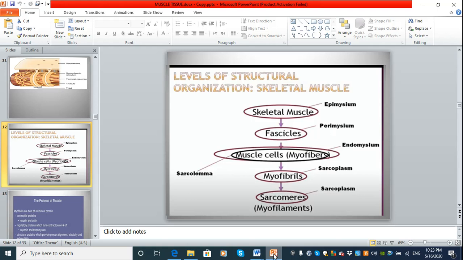And you can also do it from bottom to top. You can say that sarcomeres or myofilaments group together to become myofibrils, and myofibrils group together to become a muscle cell, muscle cells group together to form fascicles, and fascicles group together to form a skeletal muscle. Whichever way you read it, keep the same sequence.